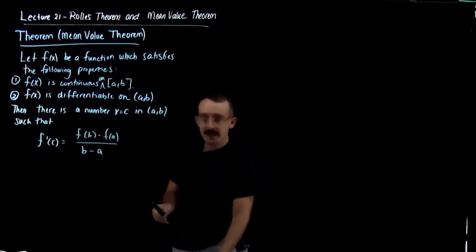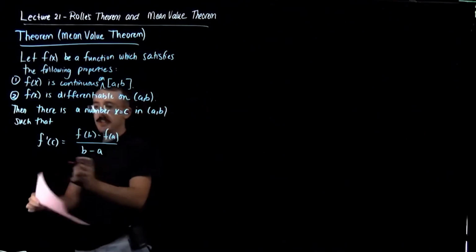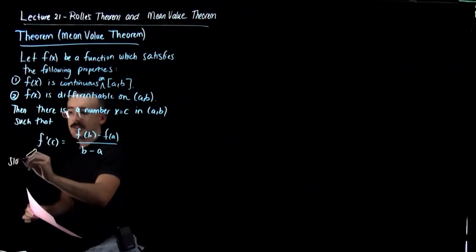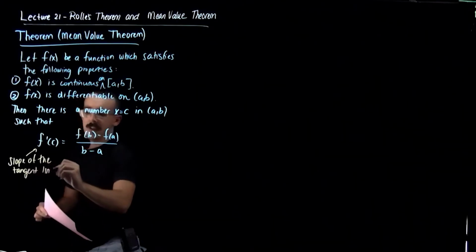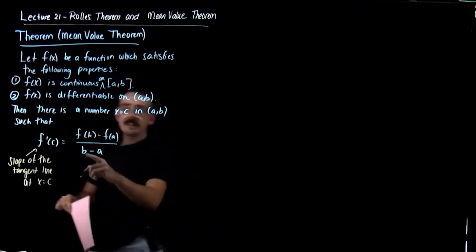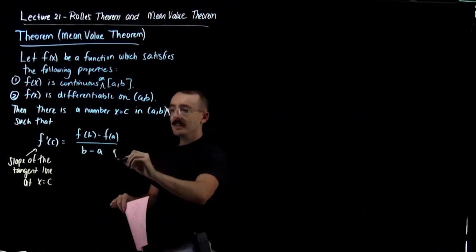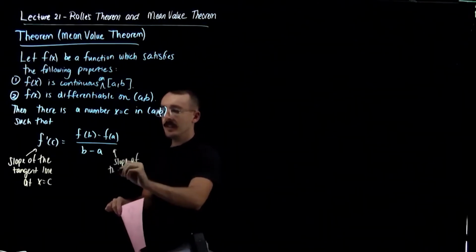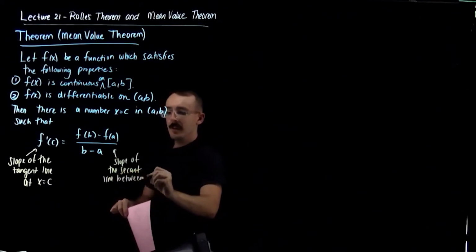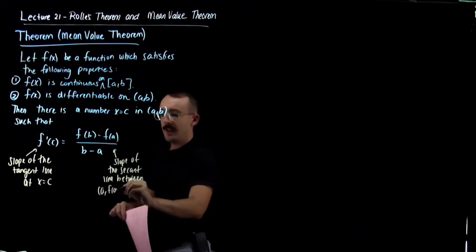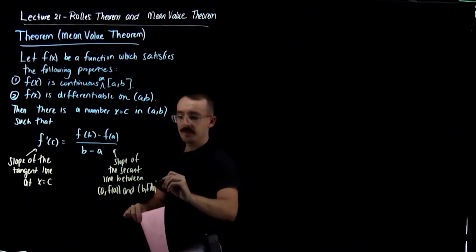What this is saying is the slope of the tangent line, that's what the derivative is over here, the slope of the tangent line at x equals c, is equal to, and this you should know as the slope formula, the slope of the secant line between the two points a comma f of a and b comma f of b.